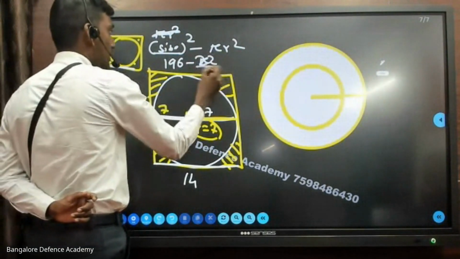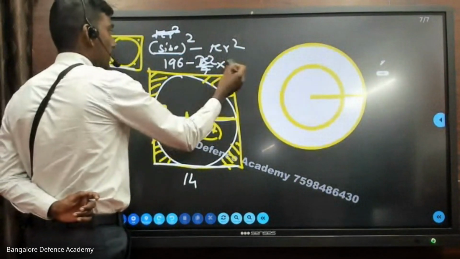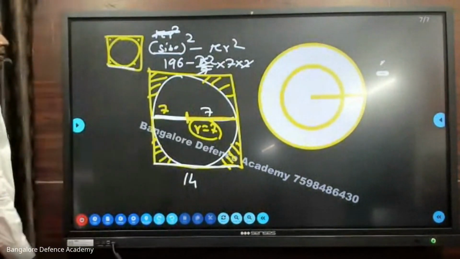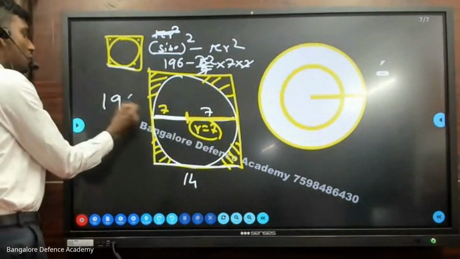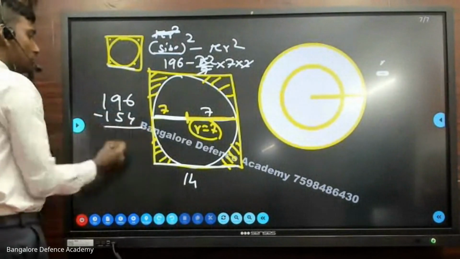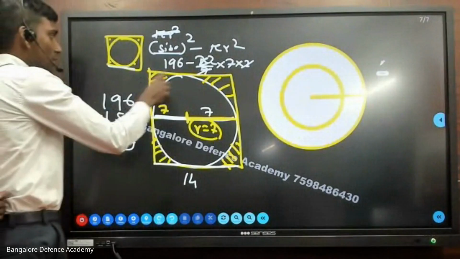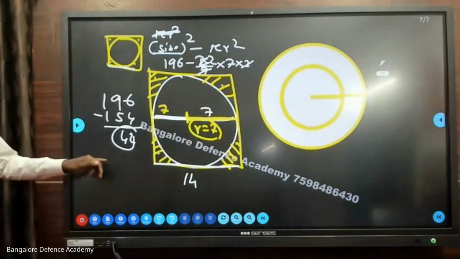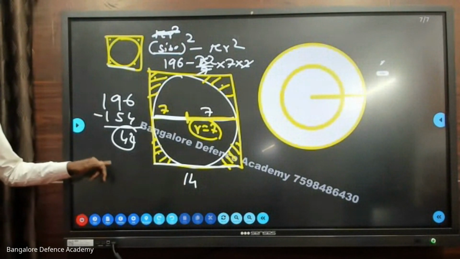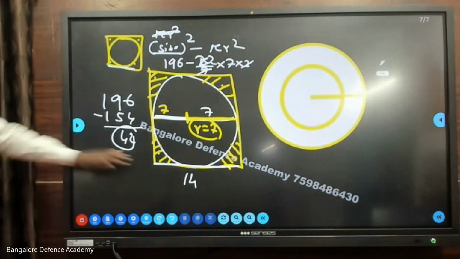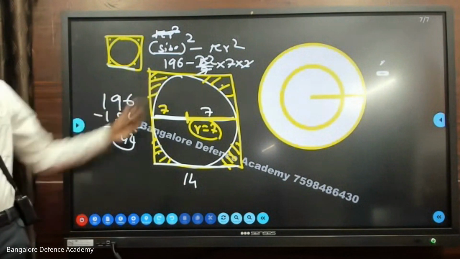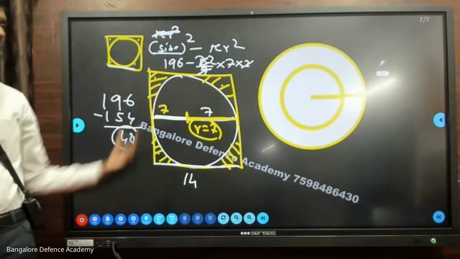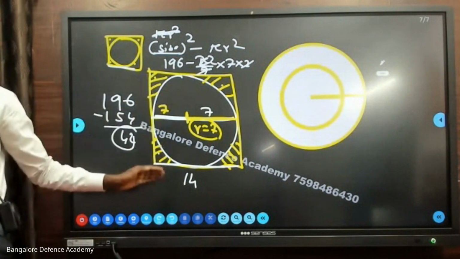Now this is 22 by 7 into radius, how much? 7 into 7. 7 cancel, 22 into 7, how much you get? 154. So now how much is 196 minus 154? 42. So all these four corners included, you get 42. Yeah, that is the area of the shaded region. But in exam, if they give you only one side, what you will do? Divide by 4. Okay, if they give you two sides, divide by 2. If they give you three sides, divide by 3. समझ में आ रहा है?